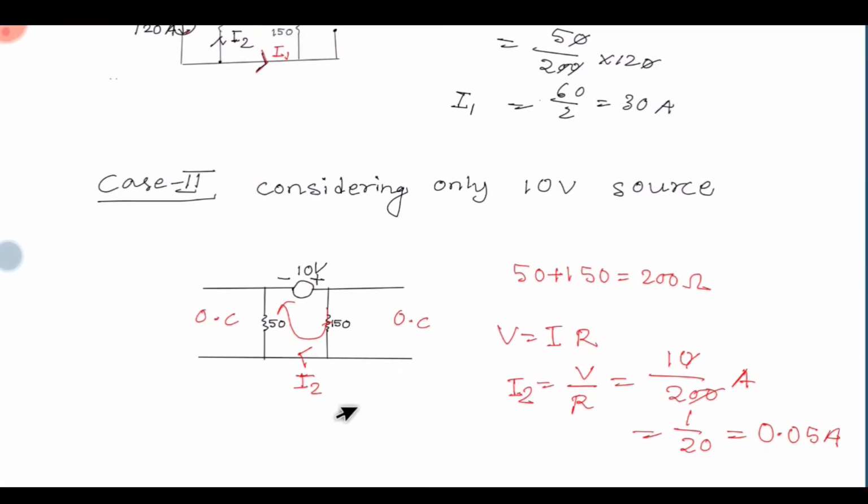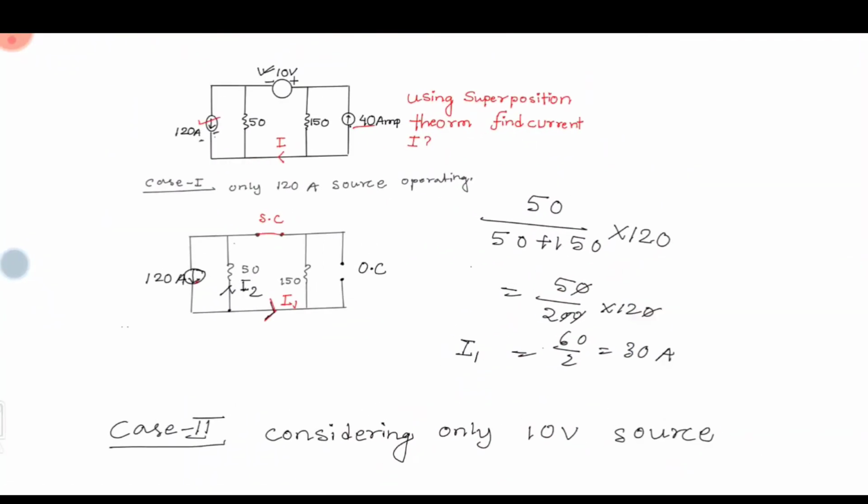Now we will check case 3, where only this current source will operate and the remaining two sources will be replaced.